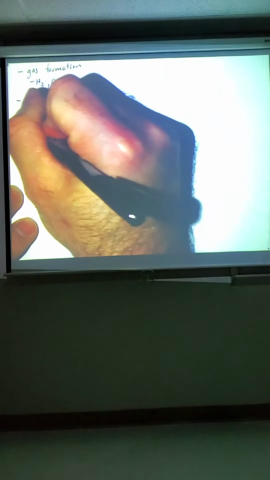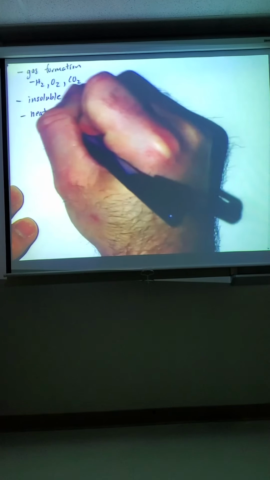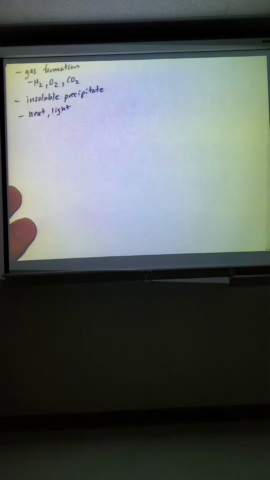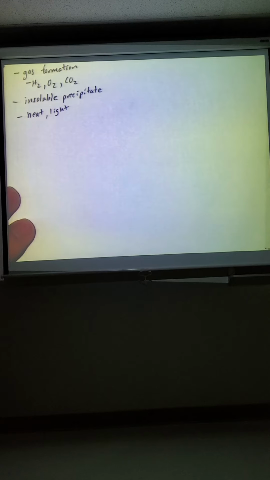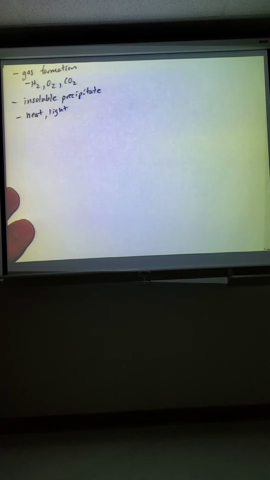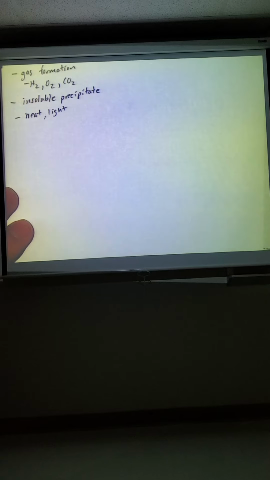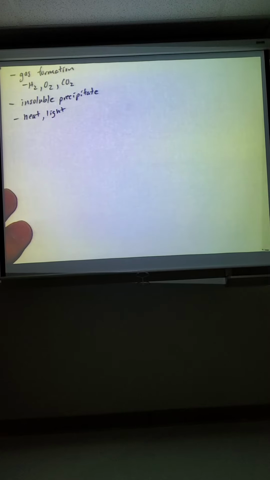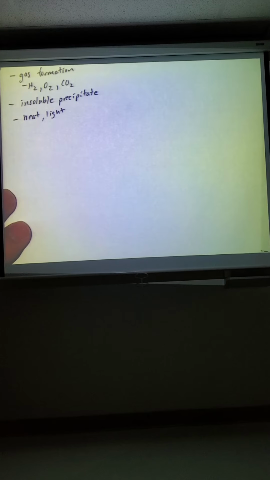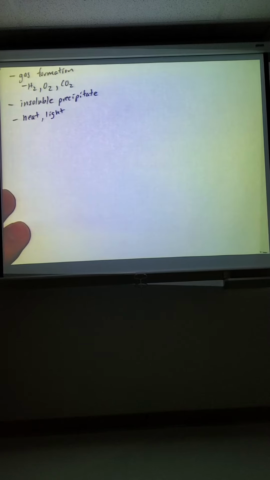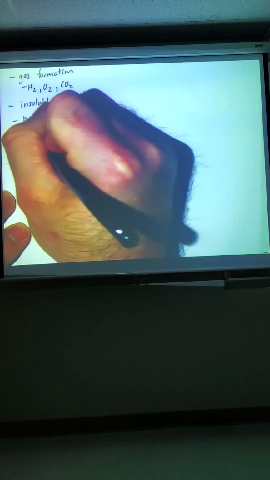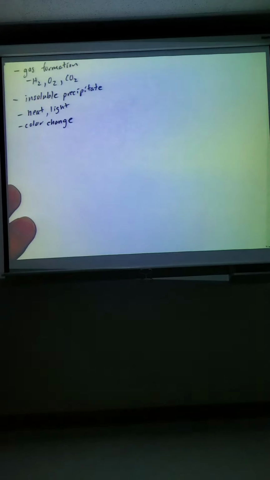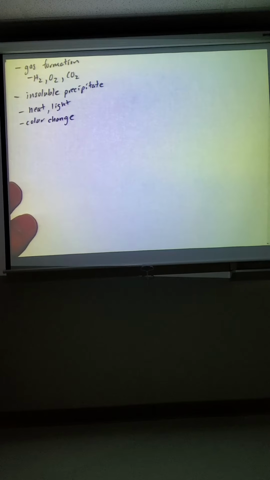Other things to look for are heat and light. Heat and light show up, say, with fireworks. Fireworks have lots of heat when they burn the paper that has those coated chemicals, much like our other experiment at the beginning of the semester, to burn those pretty colors and produce light. And lastly, we look for a permanent color change. A color change that's not reversible, because chemical changes aren't reversible without other chemical changes.